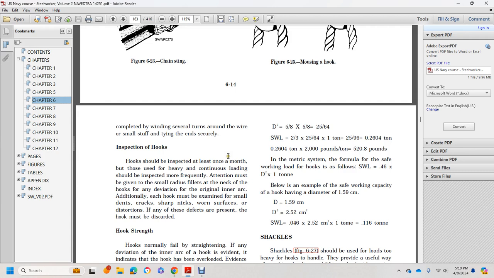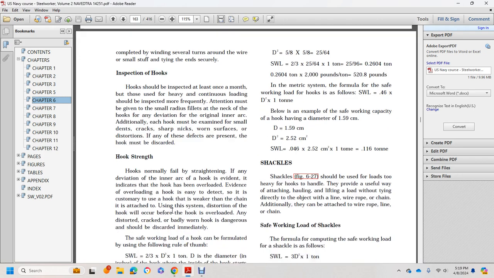Inspection. Hooks should be inspected at least once monthly, and those with heavy continuous loading should be inspected more frequently. Attention must be given to any deviation from the original inner arc. Each hook must be examined. Cracks, sharp nicks, bends, surface distortion, and even defects of the pressure of the hooks may cause them to be discarded.